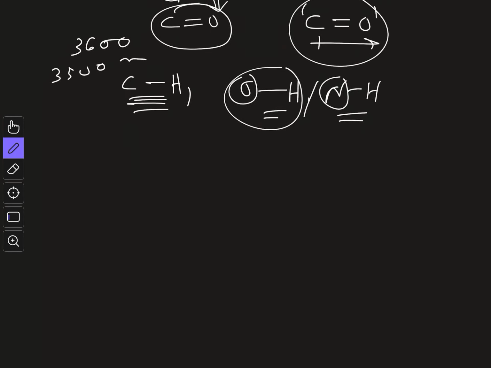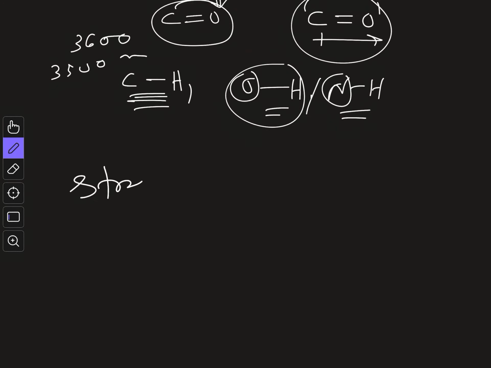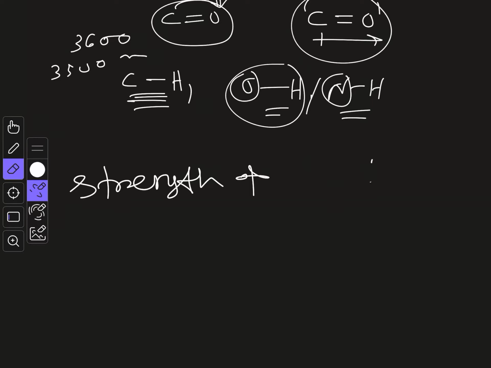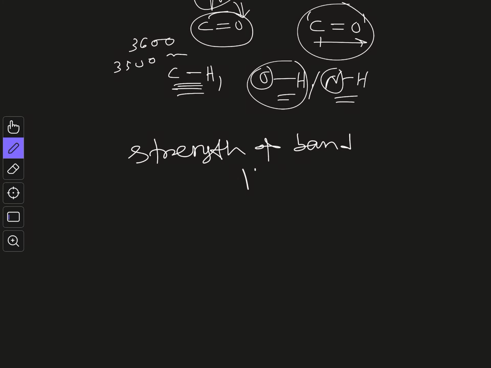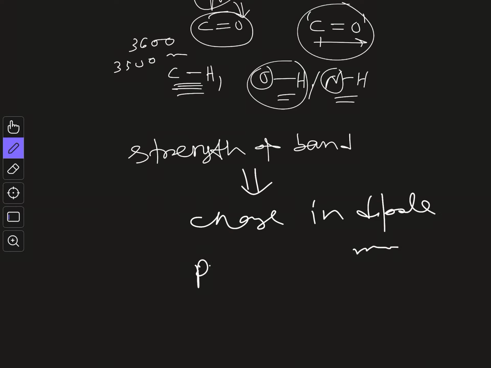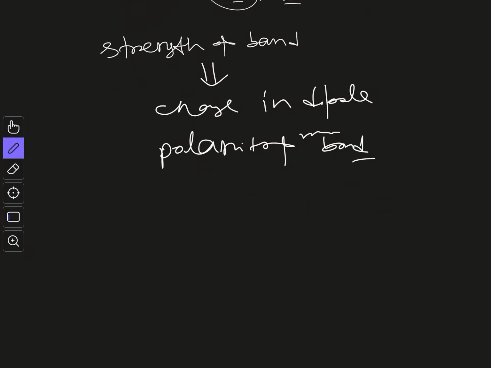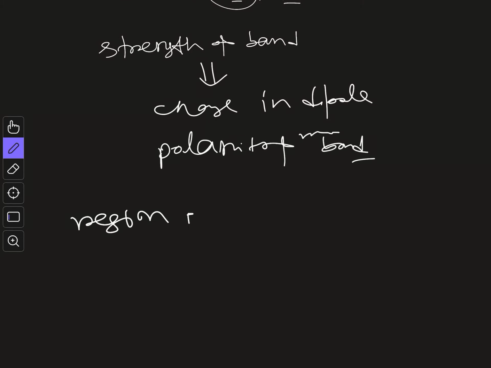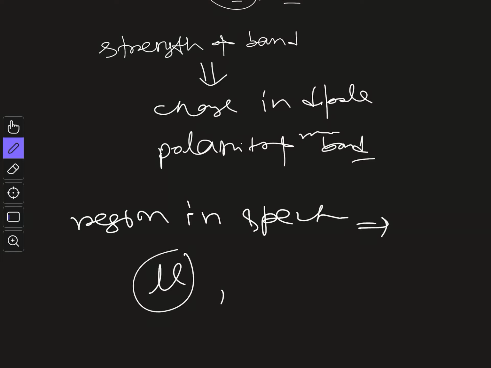So now we can summarize all these things. The strength of the band depends on the change in dipole moment, that is, the polarity of the bond. And the region in the spectra depends on two things. One is reduced mass and another one is bond strength. So this is the summary.